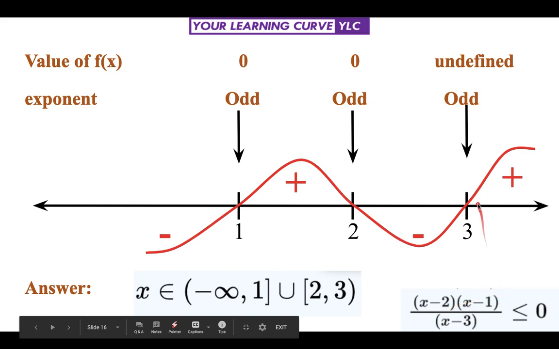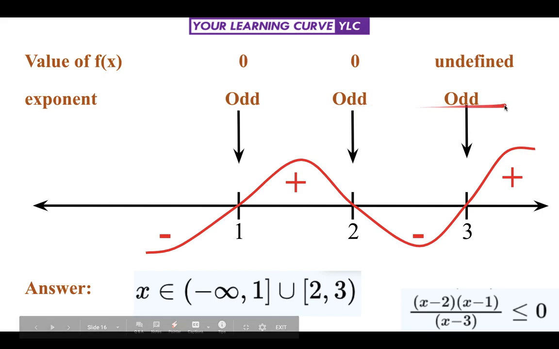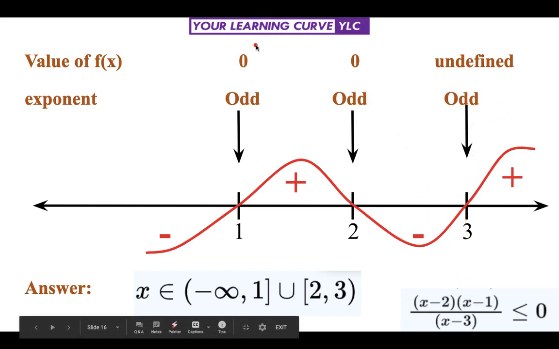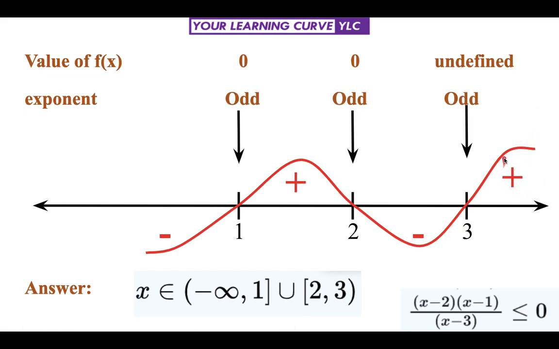So we mark the points 1, 2, 3. We mark the powers odd, odd, odd. We mark the values 0, 0 and undefined. Then we start with a positive sign from the extreme right, that is, the largest number. We start with a positive sign. We come to the first factor, which is 3. When we cross this factor, we observe this power. This power is odd, so what we will do is change the sign. From positive, we will go to negative.